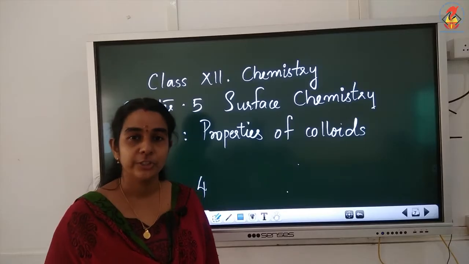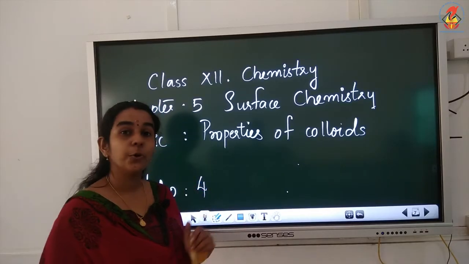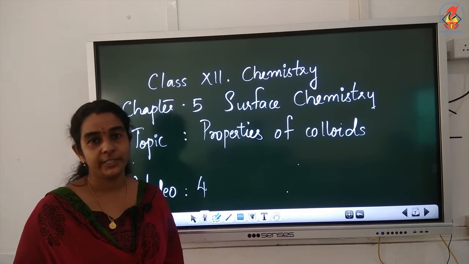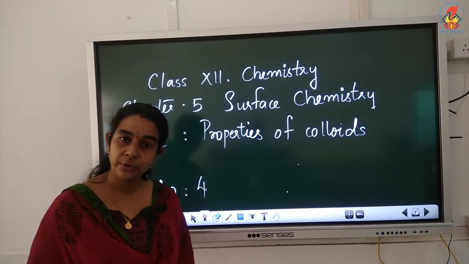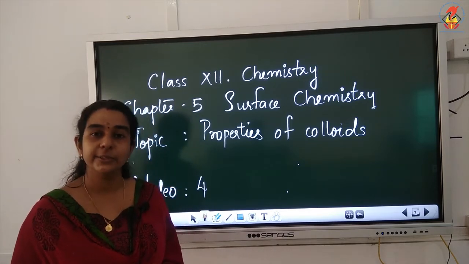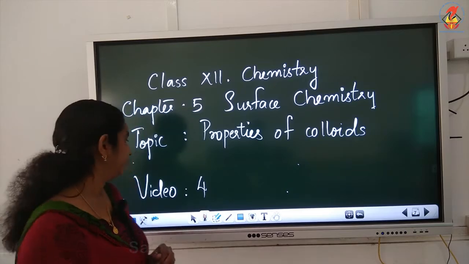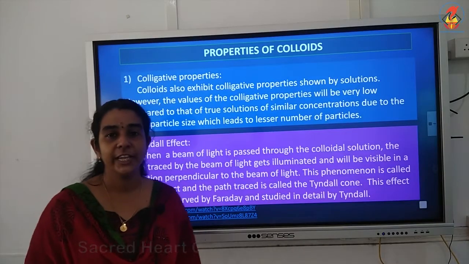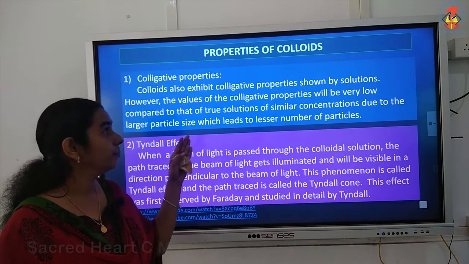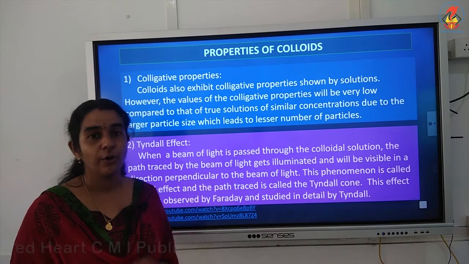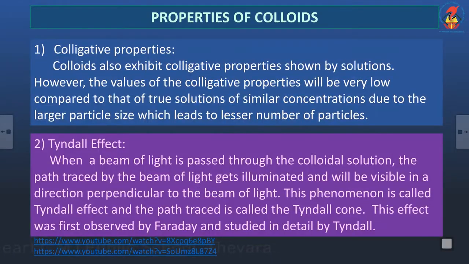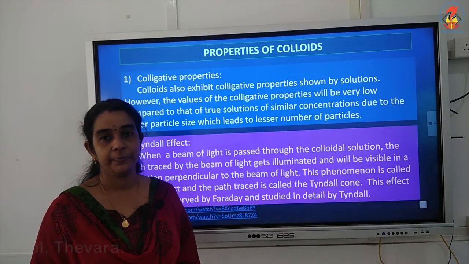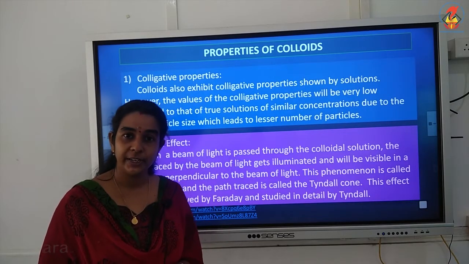Next, we are going to study about properties of colloids, one of the most important sections coming in the surface chemistry chapter. The first property of a colloid is colligative properties. We already studied about colligative properties in the solution chapter. What do you mean by colligative properties?